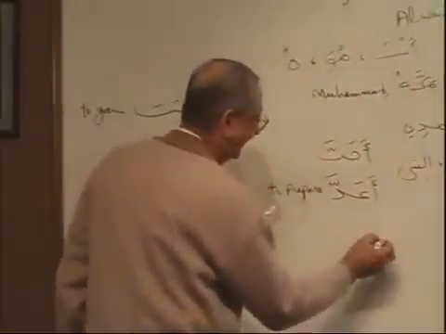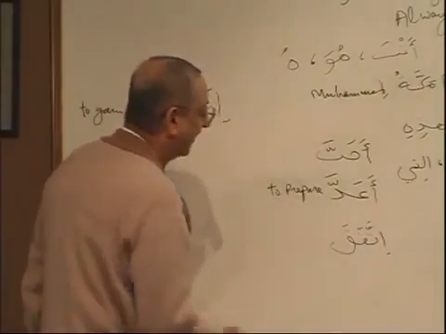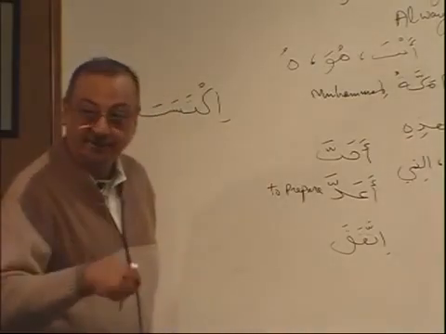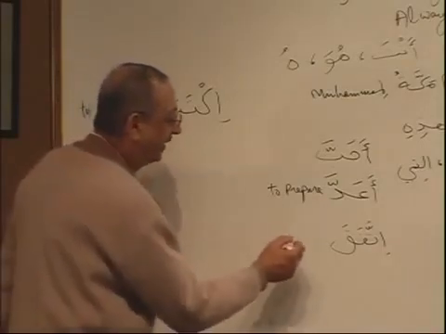Muttafaqun alayhi. Muttafaqun. What kind of a noun is this? Ism maful. Okay. What is the madi? Ittafaka. Are you with me? Form? Form 8. What is the root of it? She got lost. Ittafaka. And from there, yattafiku, muttafik, and muttafak, ismu maful.